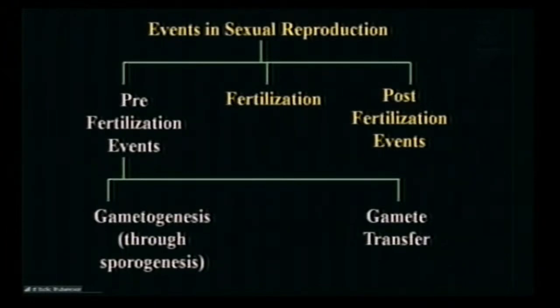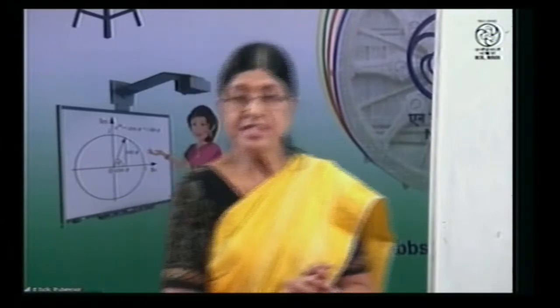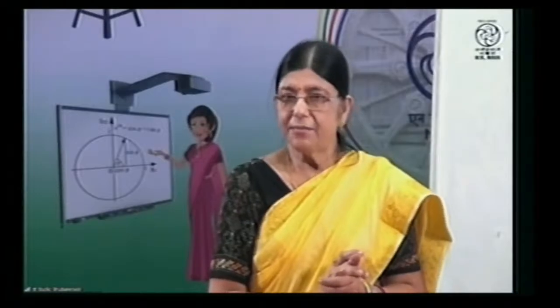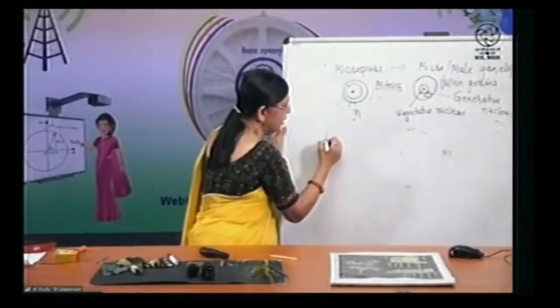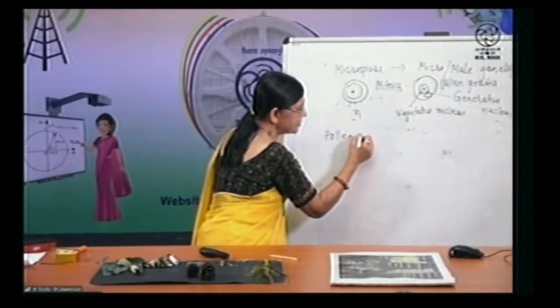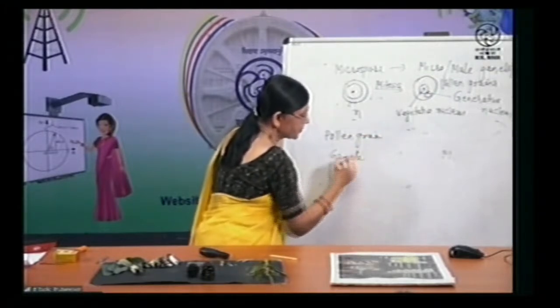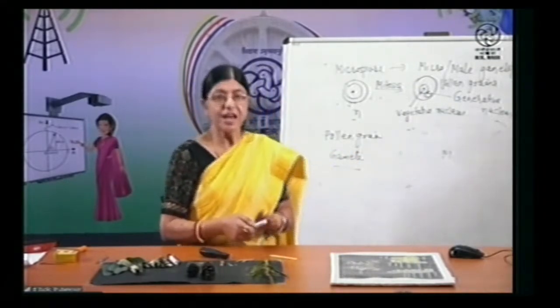Okay. In pre-fertilization events, again it consists of 2 parts. First part is called gametogenesis. Gametogenesis means formation of gametes. And next is called gamete transfer. But here, see, till now I've told you about pollen. Have I ever told you about gamete formation? We have not discussed gamete formation. So how can we say gamete is forming here? We have not discussed it, so we'll see it now.